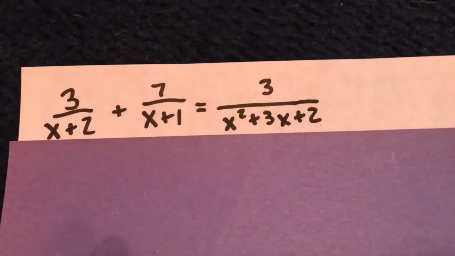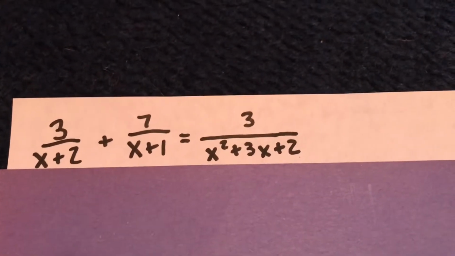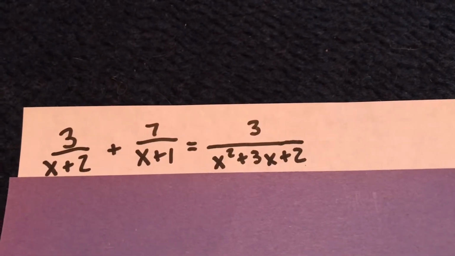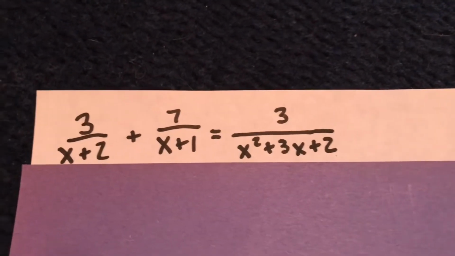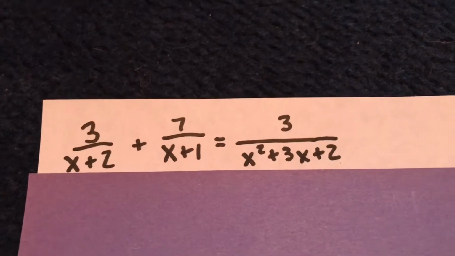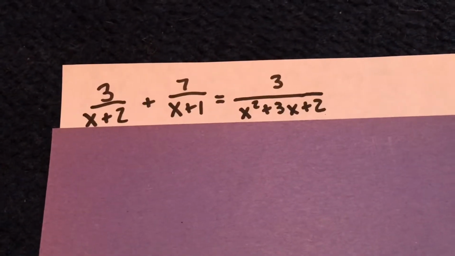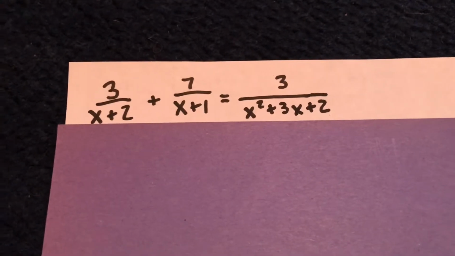One of my tips is I factor out the largest number. So x squared plus 3x plus 2 could just factor out to x plus 1 times x plus 2. And that's what these numbers are. So the least common denominator is x plus 1 times x plus 2.